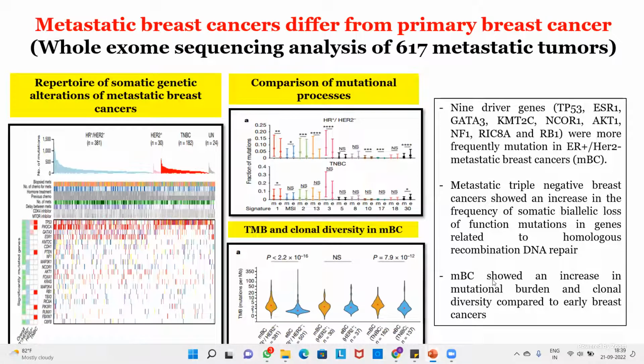And the reason why this is important in patients with metastatic breast cancer is that if you look at the genetic landscape, it's very heterogeneous. As you can see on this slide, within each of the subtypes, the HR positive, TNBC, you have a plethora of different somatic mutations that can occur. If you look at the differences between early and metastatic, you can see at least 9 breast cancer driver mutations at TP53, ESR1, AKT, which were more frequently mutated in the ER positive metastatic versus early. Metastatic breast cancer patients showed an increase in mutational burden, and there was clonal diversity compared to early breast cancers. If we looked at the triple negative breast cancer patients, they had an increase in the frequency of somatic biallelic loss of function mutations related to homologous recombination repair.